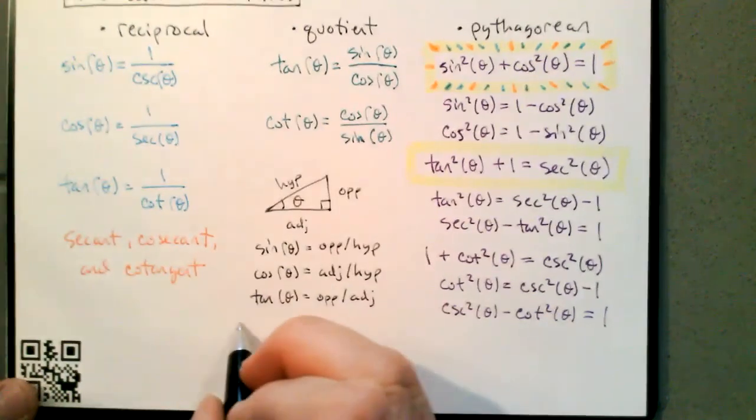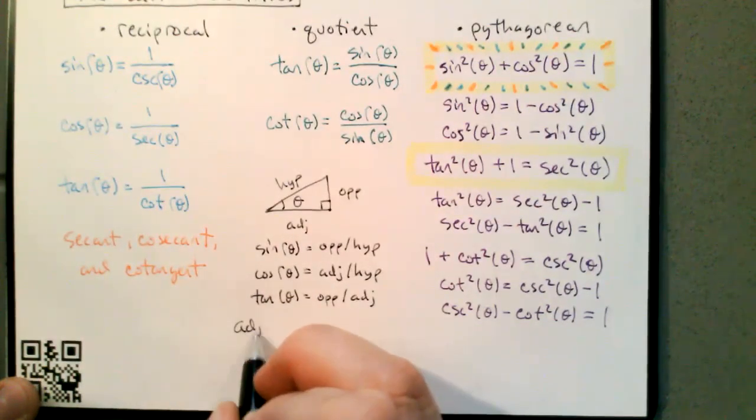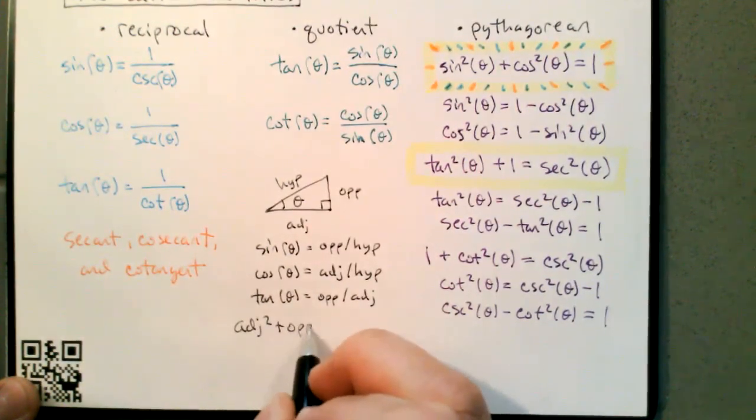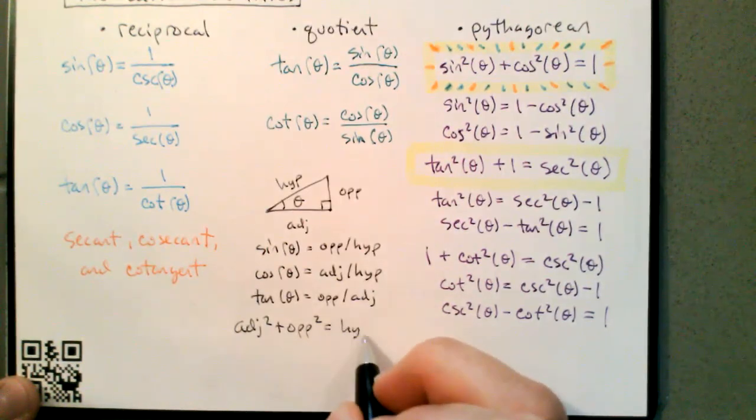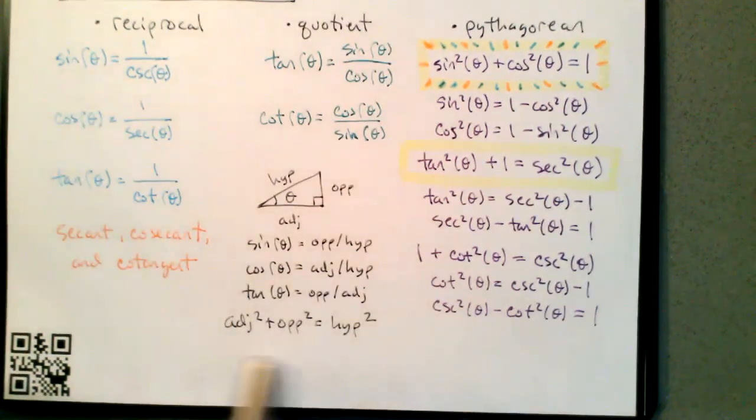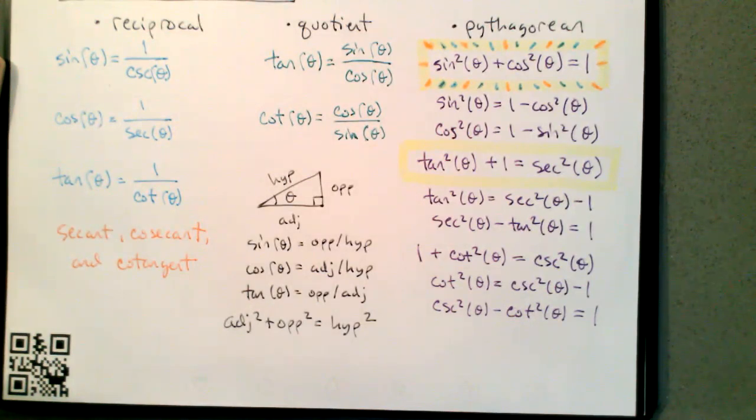Also, remember that opposite squared plus adjacent squared is hypotenuse squared. Here's where we get our Pythagorean identities from. Tangent is sine over cosine. If I take opposite over hypotenuse and divide that by adjacent over hypotenuse, the over hypotenuse part cancels out, and I'm left with opposite over adjacent.